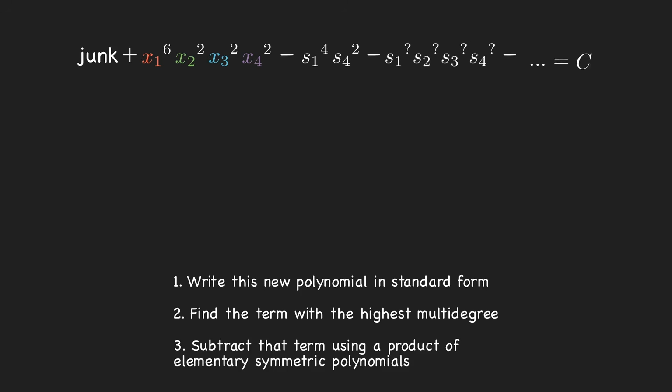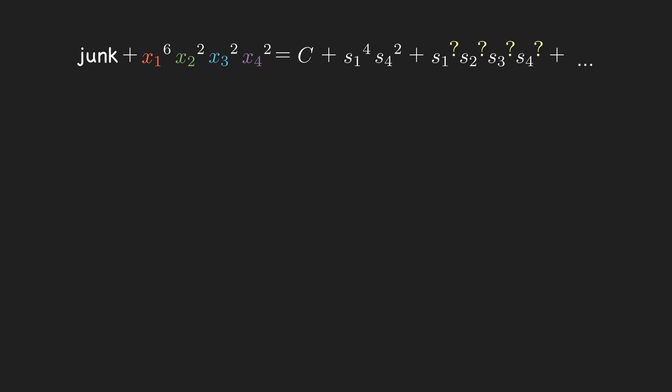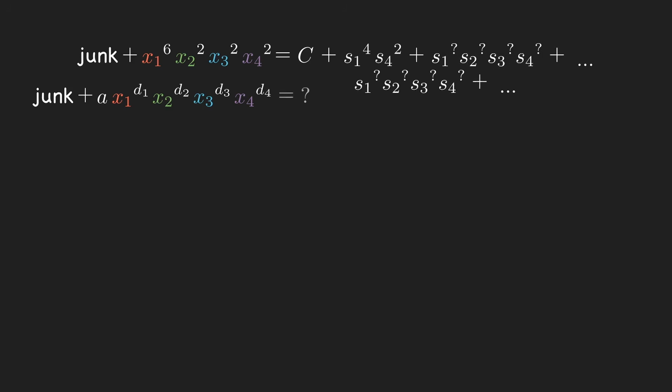Now we simply rearrange things, and just like that, we have an expression for our original polynomial in terms of the elementary symmetric polynomials. All that's left to do is figure out what these question marks should be based on the term we're trying to eliminate at each step. So let's say we're at a point in the process where the highest multi-degree term, the term we're trying to get rid of, is a times x1 to the d1 times x2 to the d2 times x3 to the d3 times x4 to the d4, where a is just some constant out front, and d1, d2, d3, and d4 are the exponents on each variable. What product of elementary symmetric polynomials and constants would generate this term, but not generate any terms of higher multi-degree?